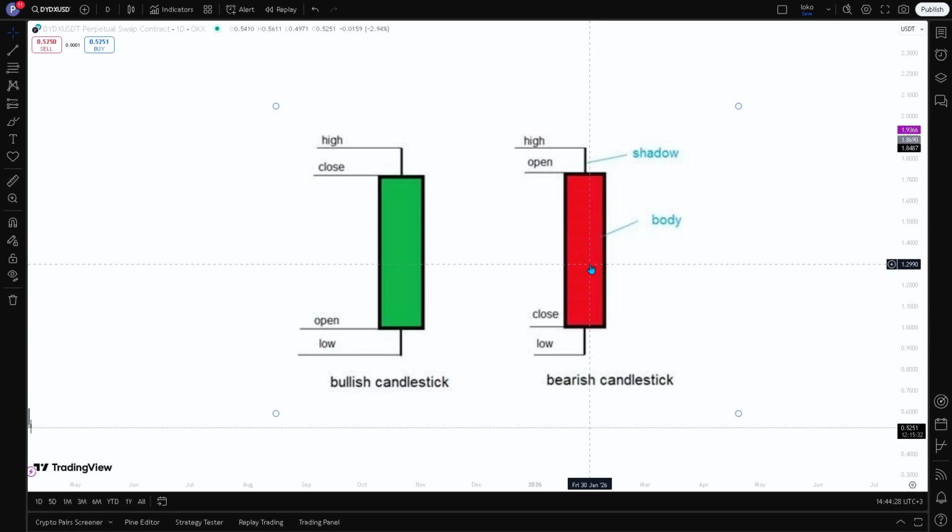A long red candle. This is the opposite. The price opened high, sellers pushed in hard, and it closed near the low. That's a clear signal that sellers were dominating. It can be a sign that the market is dumping or that a trend is starting to reverse down.